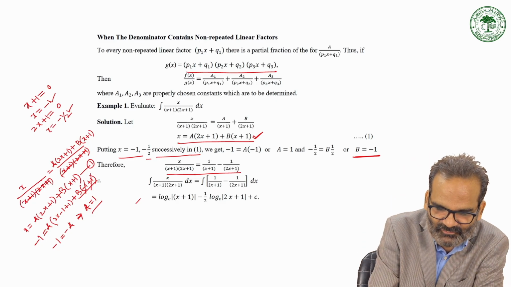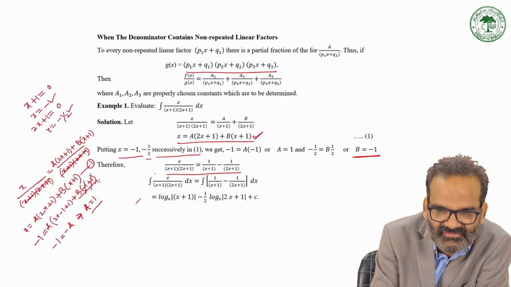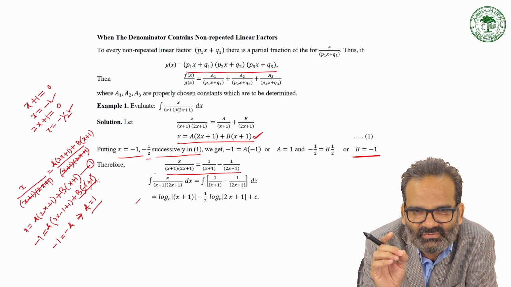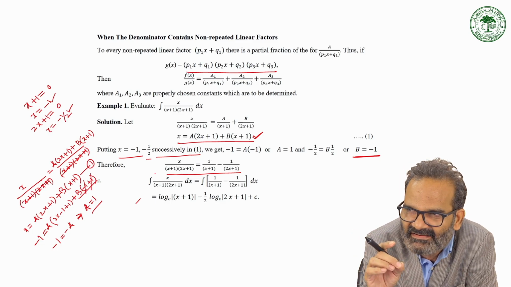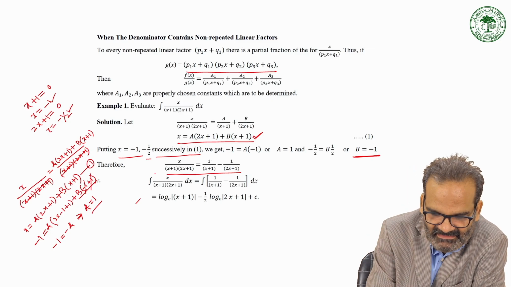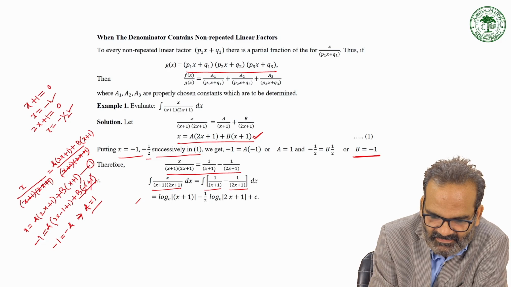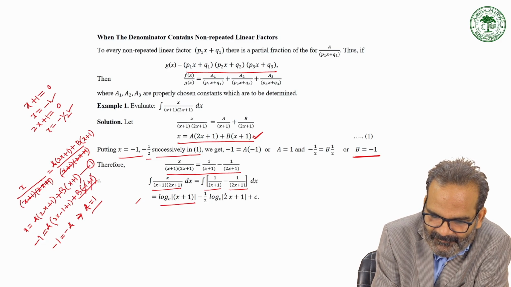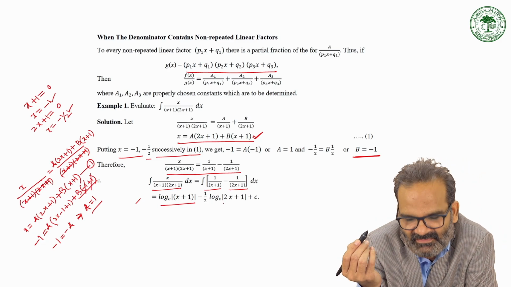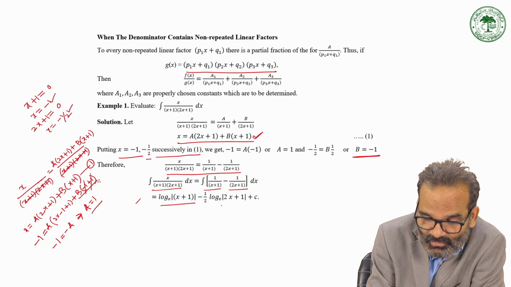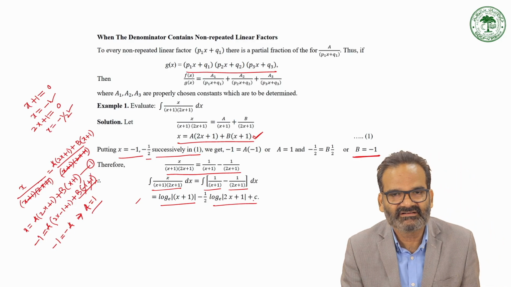And finally, we have to integrate it. So the integral of the left hand side is exactly equal to the integral of the right hand side, first part, minus the integral of the right hand side, second part. The integral of 1 upon x plus 1 is log of x plus 1, and the integral of 1 upon 2x plus 1 is 1 upon 2 log of 2x plus 1, plus a constant c.